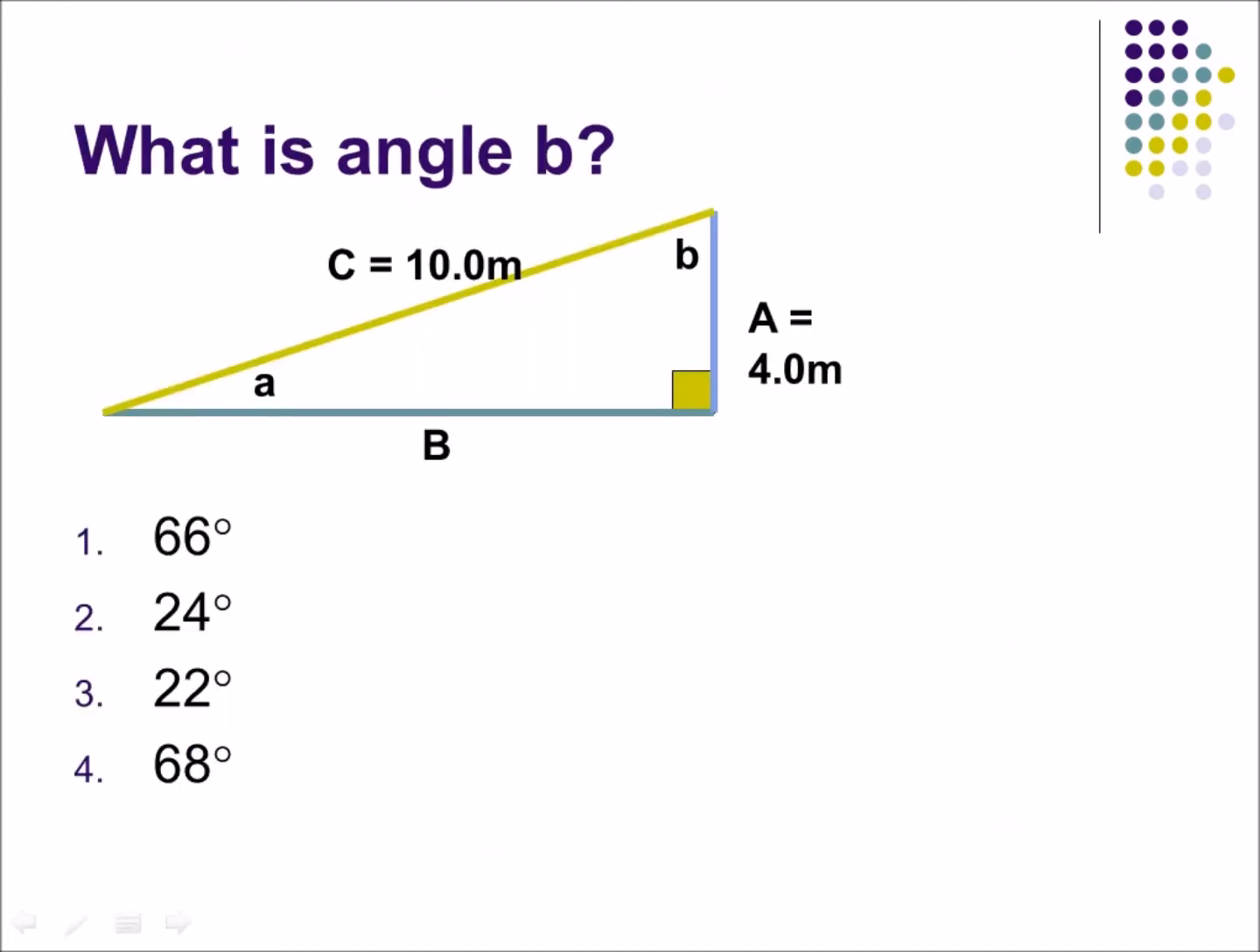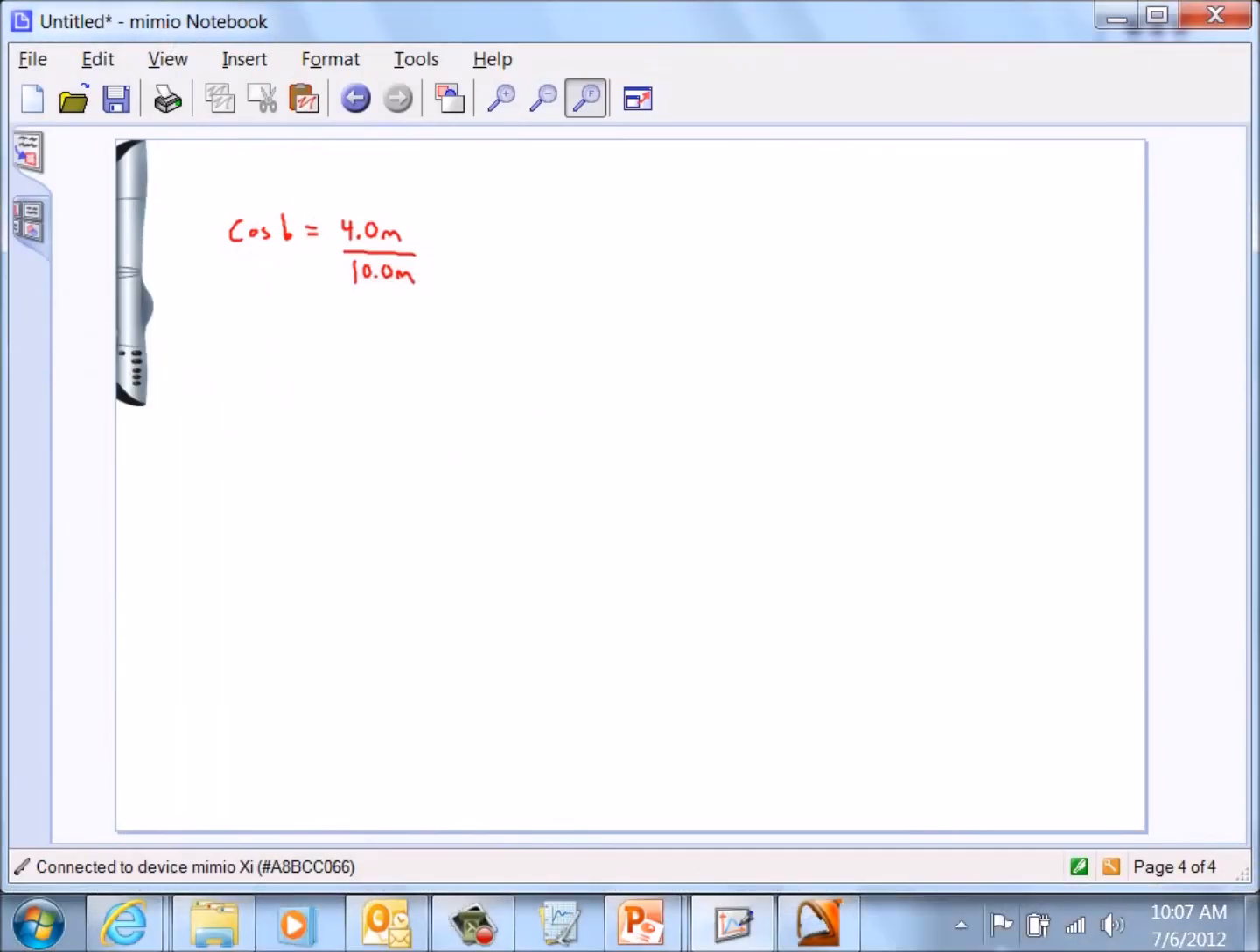All right, give this a try. New triangle, and here's what you should have done. You should have realized that the 4-meter side was the side adjacent to angle B. The 10 meters was the hypotenuse. And adjacent and hypotenuse, it's the cosine function that relates those two. So you know the cosine of B, whatever B happens to be, is equal to 0.4.